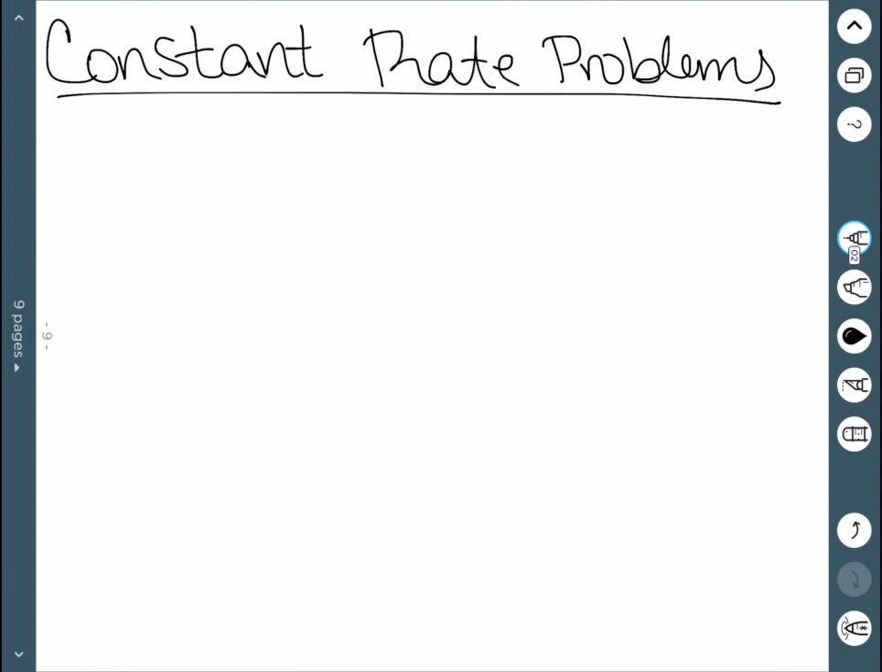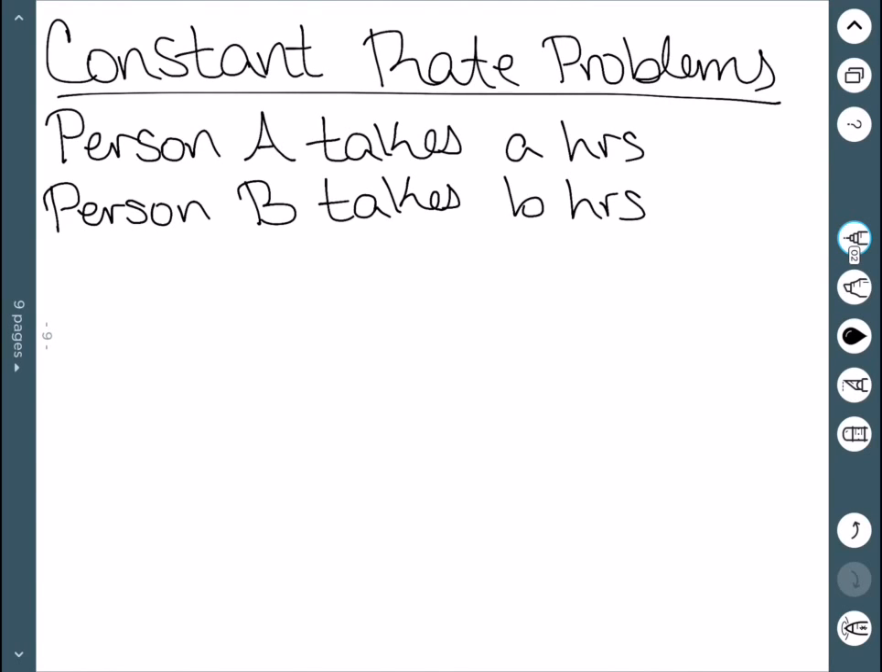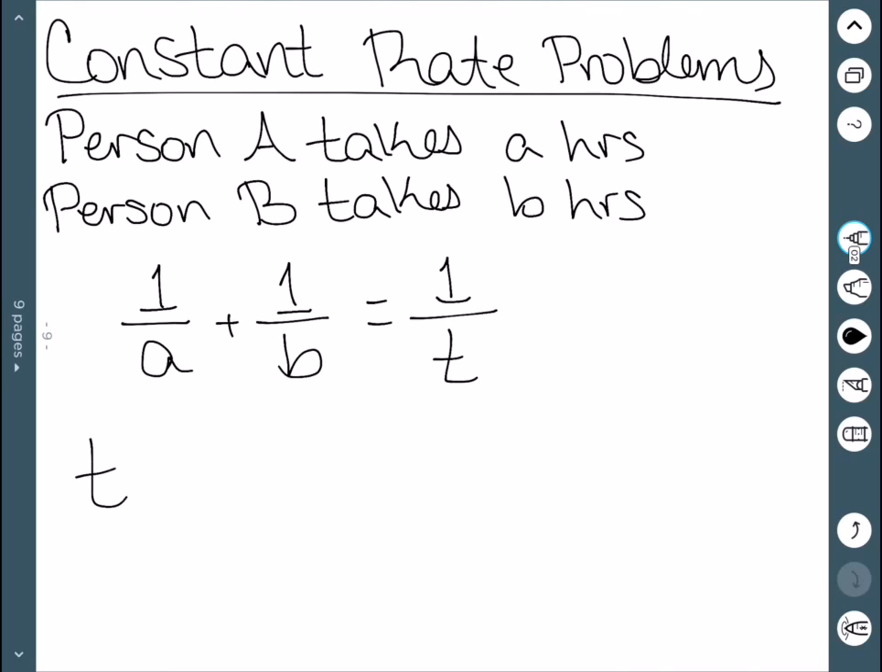Next, we'll look at constant rate problems. The idea of these problems is we have people who can do the same job during 2 different times, and we want to figure out how much time they can spend working together. So we have 2 people that for now I'll call person A and person B. Person A takes 12 hours to complete a job by themselves, and person B takes B hours to complete a job by themselves. If I do 1 over person A's time plus 1 over person B's time, I can get 1 over their total time. So T will be the total time that it takes if they work together on this job.